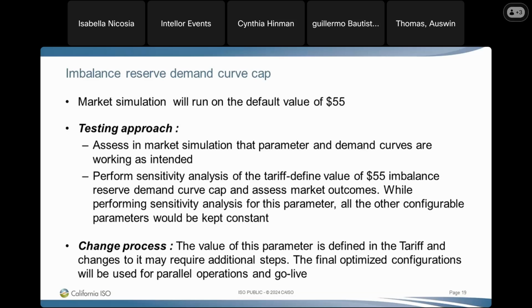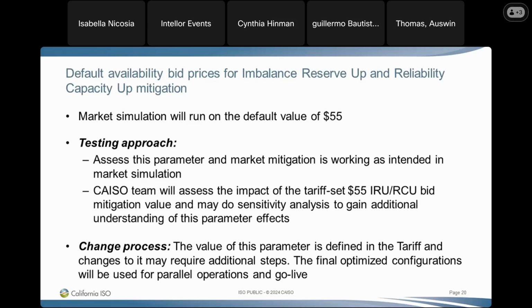All right, are there any other questions for Oswin? Okay, so we are at the last parameter. The last parameter is the default availability bid prices for IR reserve up and reliability capacity up mitigation. So there will be a new market power mitigation pass before RUC, which will mitigate a bid for reliability capacity up to the higher of two values. One will be the default or negotiated availability bid, and the other is the competitive locational reliability capacity up price.